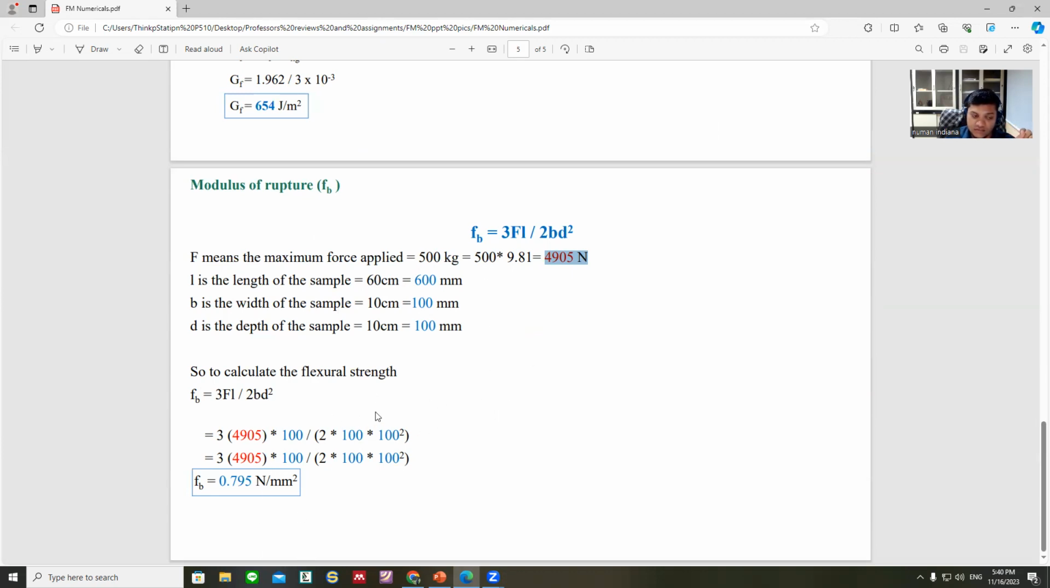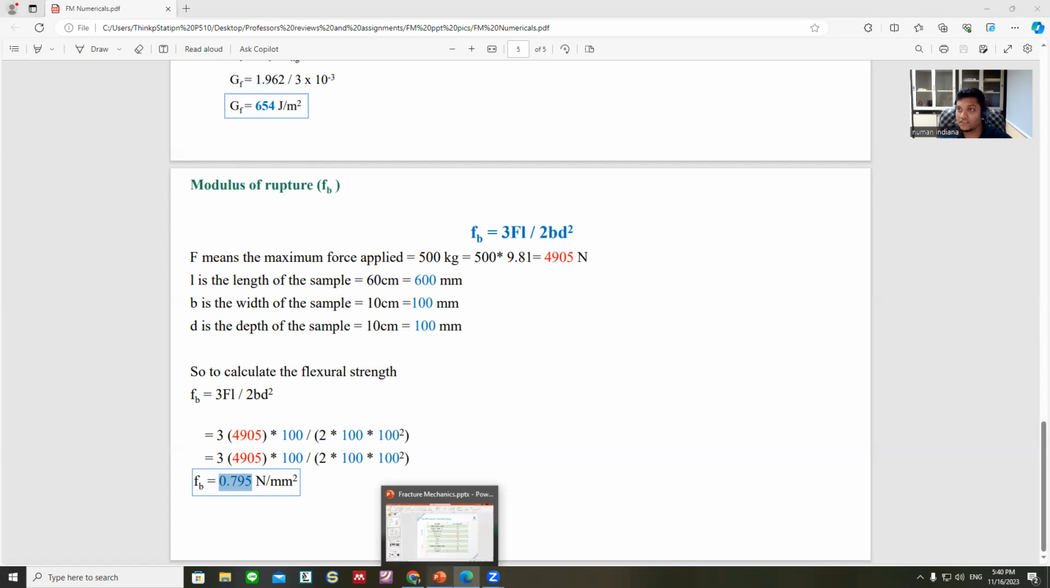So insert all the values in the formula. 3 into F, F is 4905, into L, which is 100, divided by 2 B D square. So you calculate this, and the flexural strength is 0.795 Newton per mm square. We call it 0.795 megapascal.